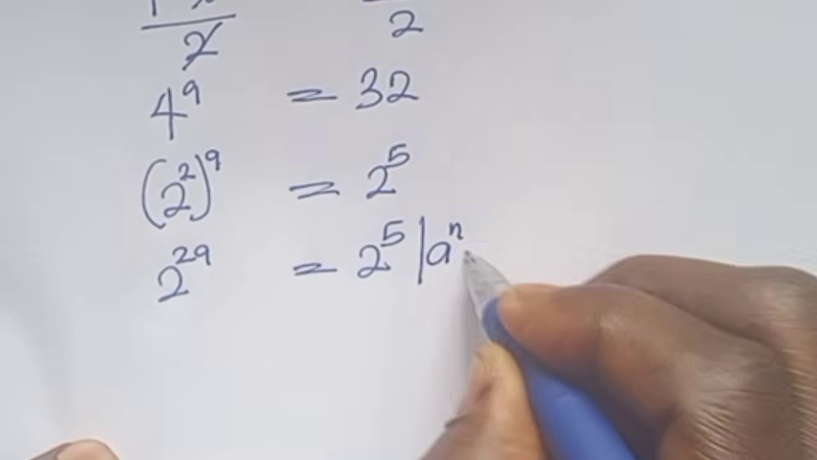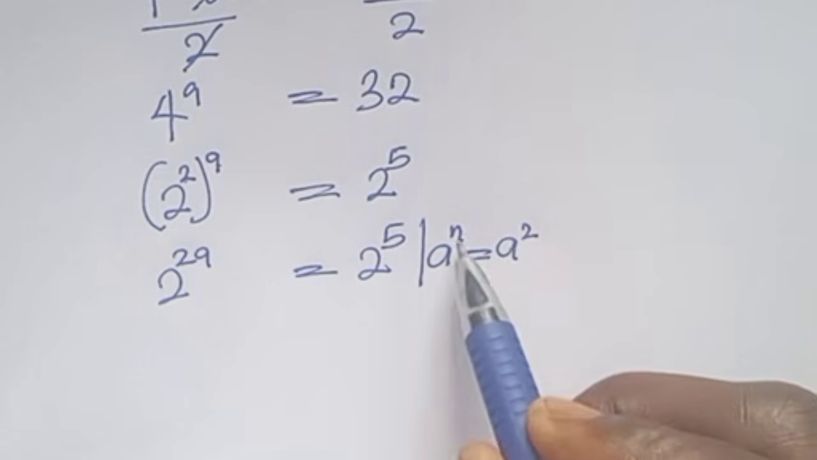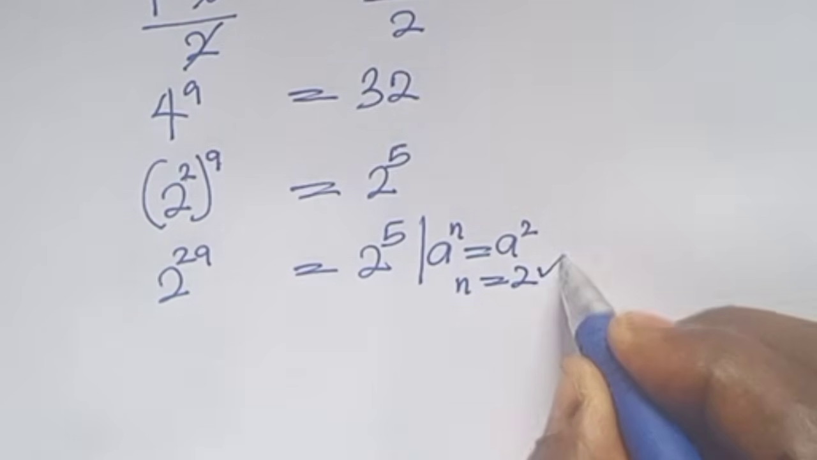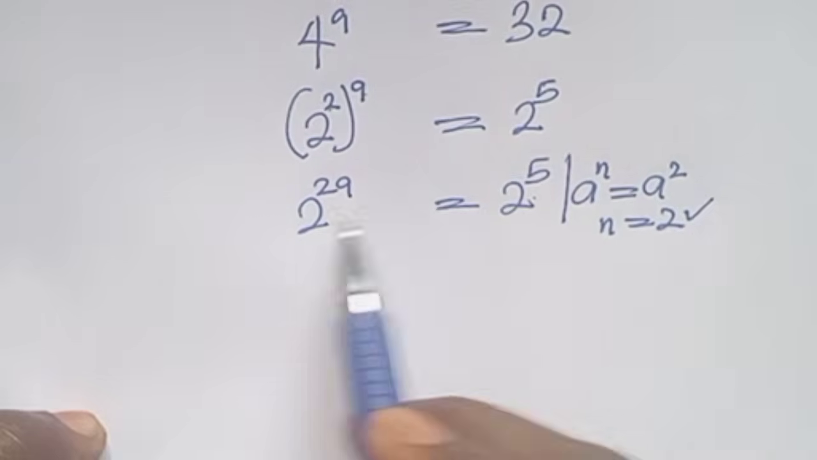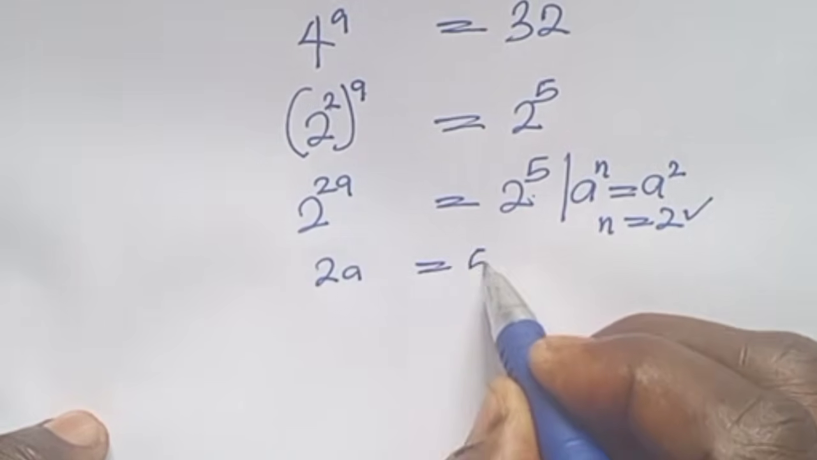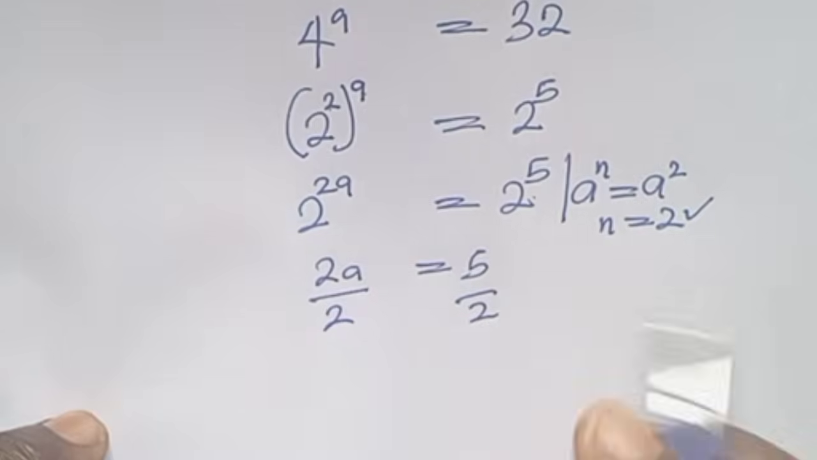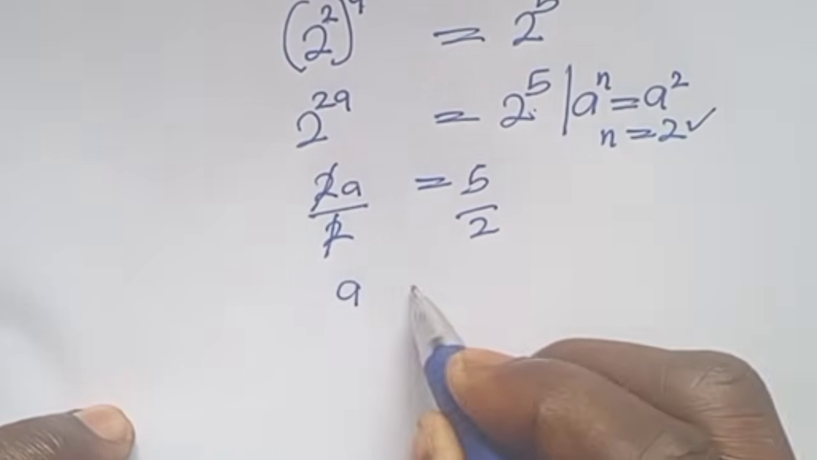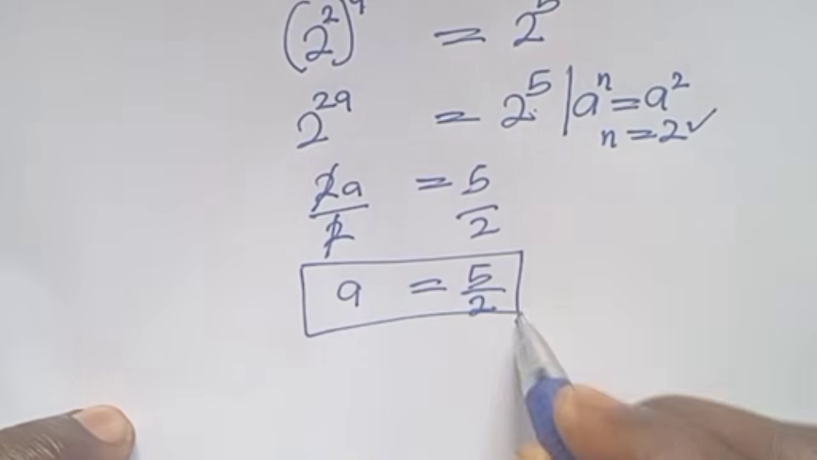But if a to the power of m equals a to the power of n, since the bases are the same, we can therefore equate the powers, so that m will be equal to n, and we are fine. So we're going to do this here. We have the common base of 2, so we can write 2a equals 5. And if we divide both sides by 2, so that 2 will cancel out 2, what is left is a equals 5 all over 2. And that's the value for a.